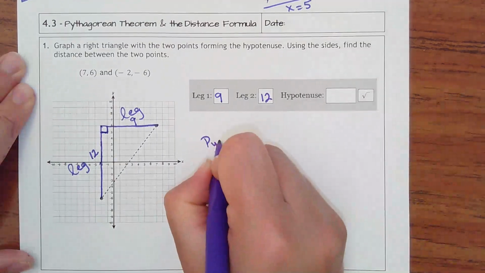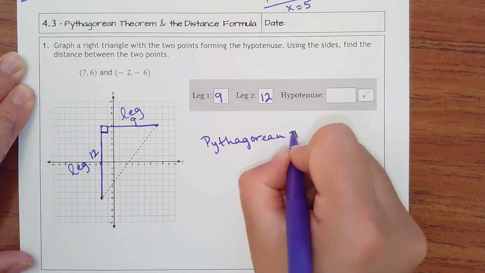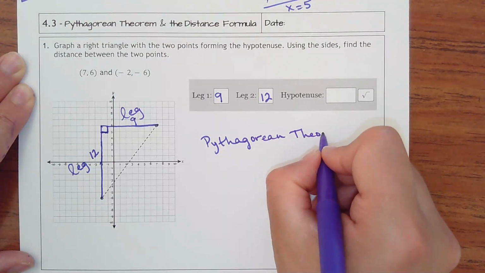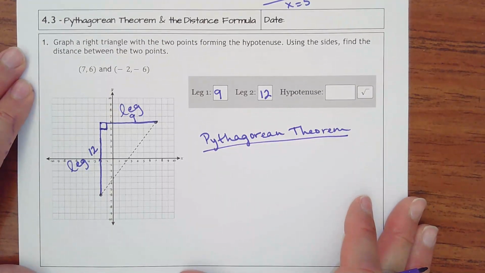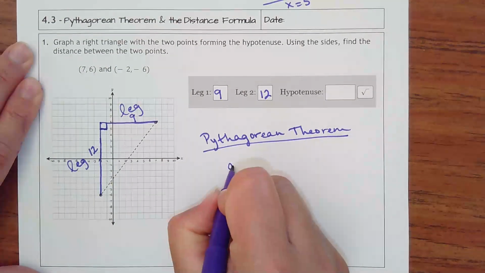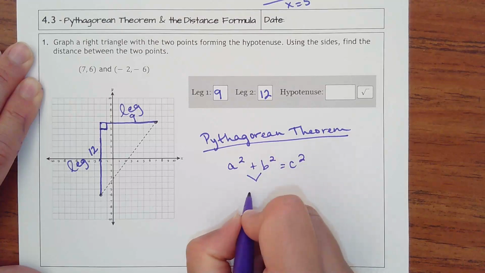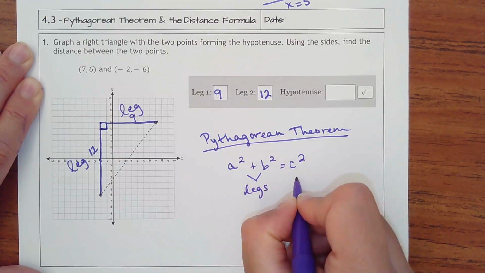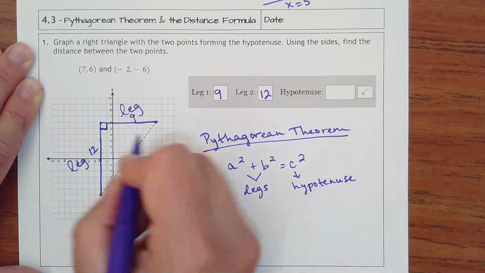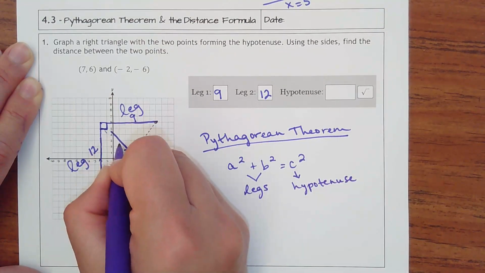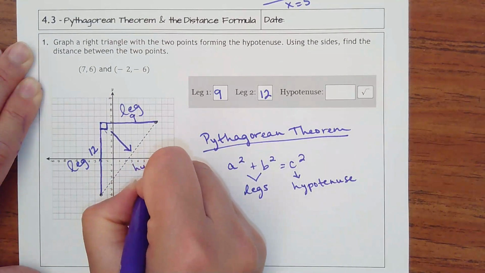Pythagorean theorem is named after a guy named Pythagoras, and he discovered this theorem so that you could find a missing side of a right triangle. And it goes a squared plus b squared equals c squared. A and b have to be the legs. C has to be the hypotenuse. Hypotenuse is always across from the 90, meaning if I'm standing here in this corner and I shoot a bow and arrow, that is my hypotenuse.